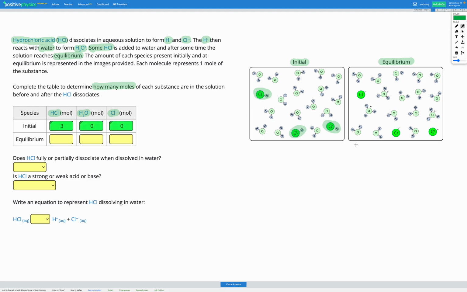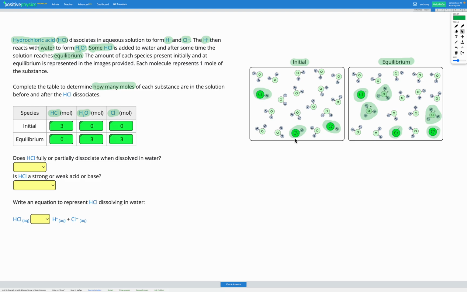Now at equilibrium, for HCl, I don't see any HCl. So I'm going to put a 0 for that. What about H3O+? I see 1 here, I see 1 here, and I see 1 here. So that's 3 H3O+. And for Cl-, I see 1 here, 1 here, and 1 here. So that's 3 Cl-.